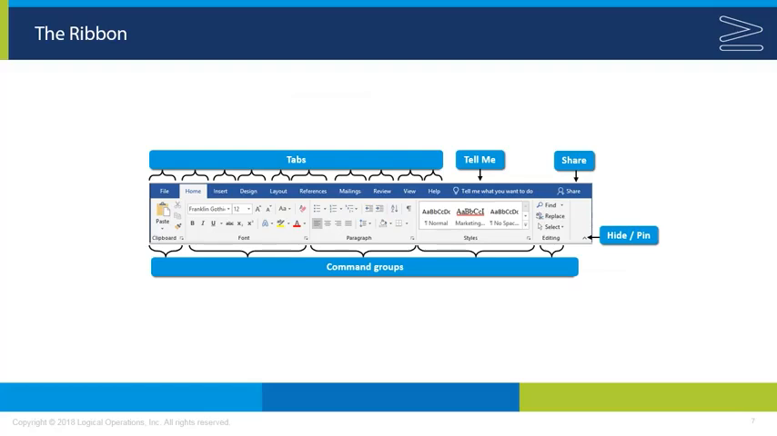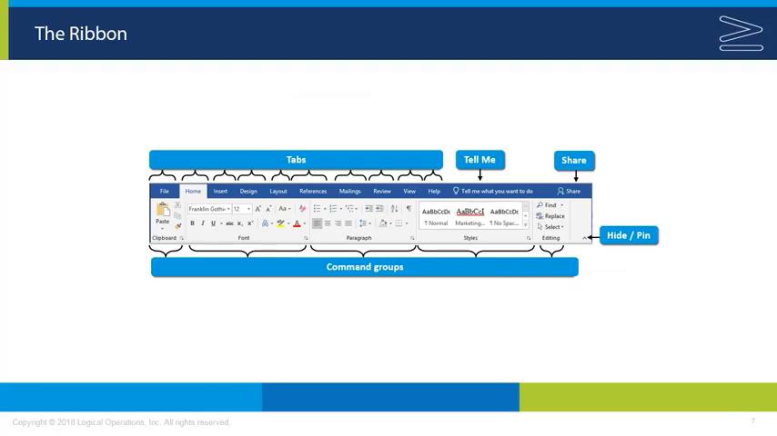The View tab is all about how it looks. So you can switch between different views. You can zoom. View also has macros on it, which is a way to automate tasks in Word. And then Help has all of the commands to access help documents, as well as contact Microsoft, video support, etc.